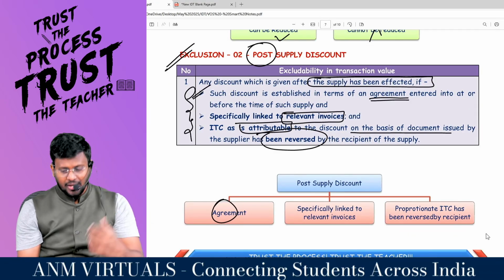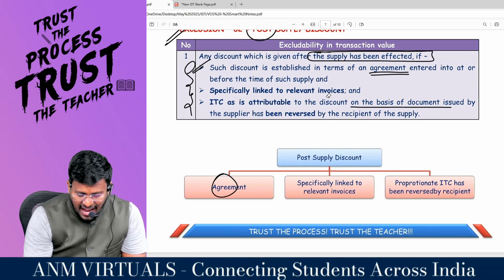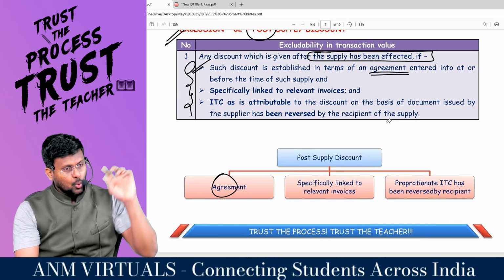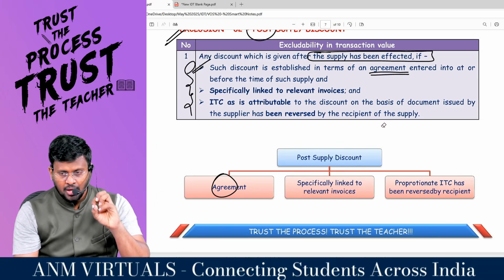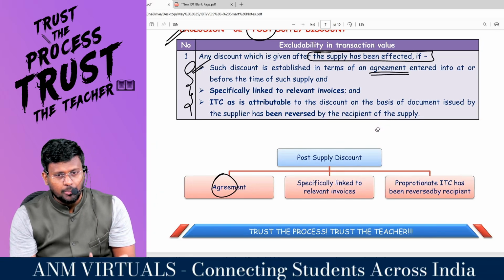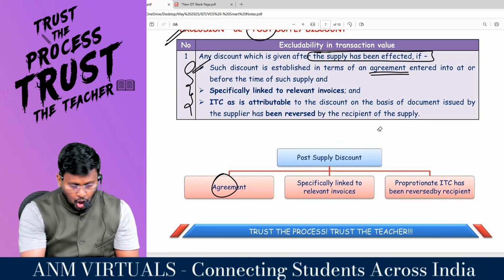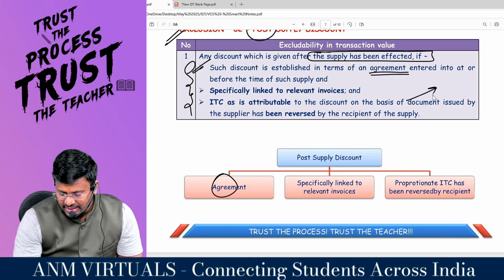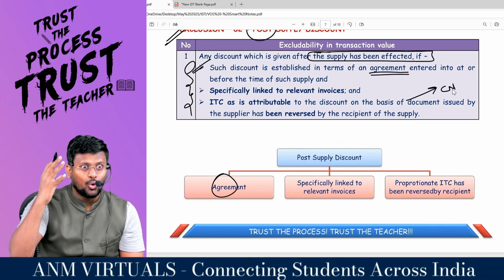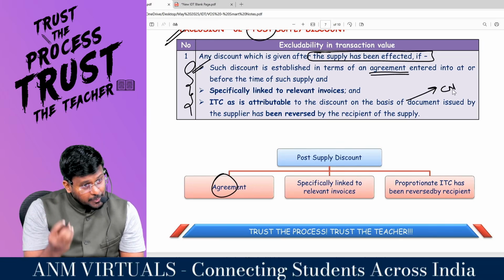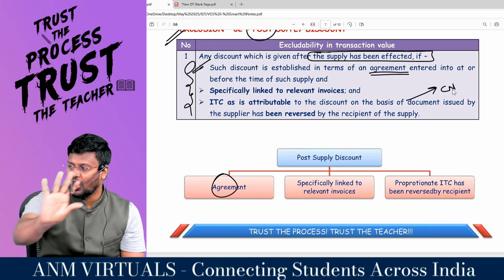That's the last point. ITC as is attributable to the discount. What is the amount of discount? 5,000. What is the ITC attributable to that? 600. Are you all really with me? On the basis of a document issued by the supplier, that document is only a credit note. Are you all really with me? It has been reversed by the recipient of supply.